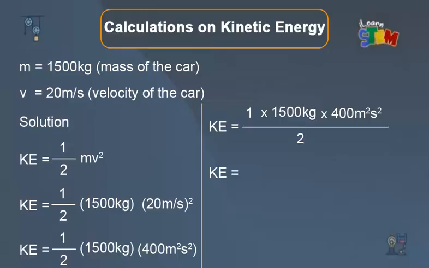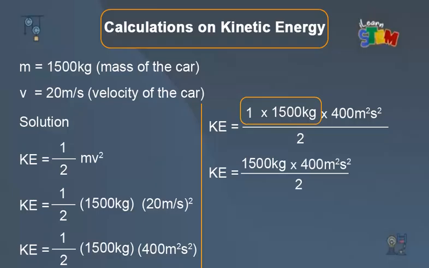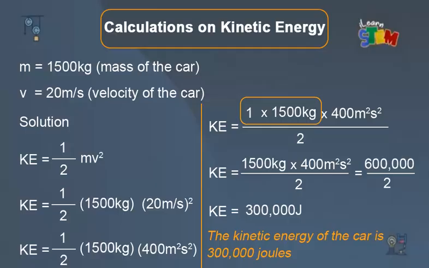Kinetic energy equals 1 times 1,500 kilograms, which is 1,500 kilograms, times 400 meters squared per second squared. That gives us 600,000, divided by 2, which is 300,000 joules. Therefore the kinetic energy of the car is 300,000 joules.